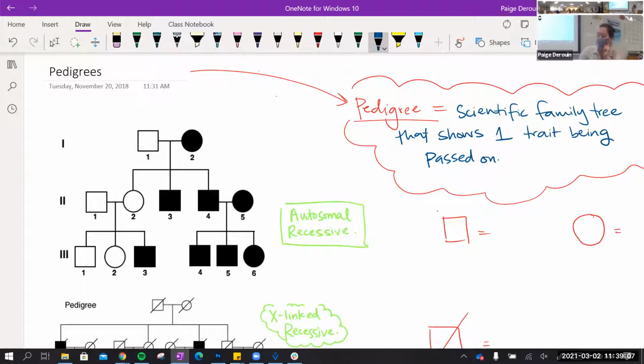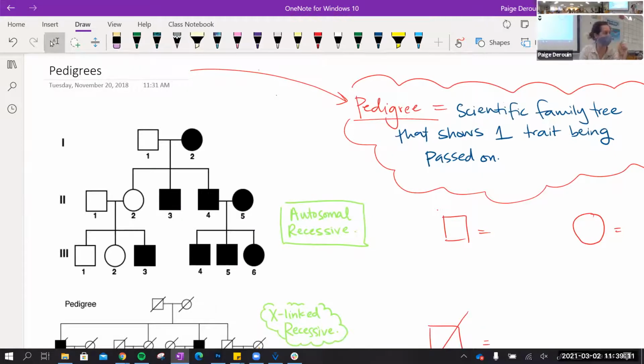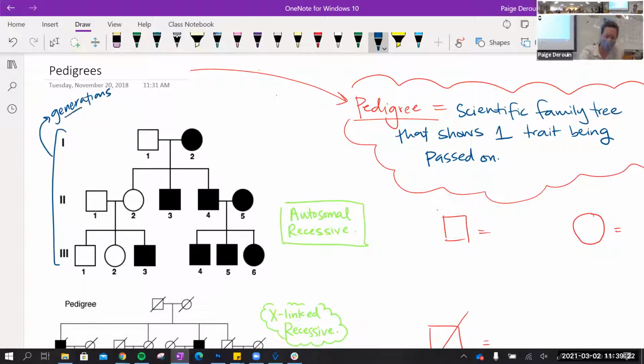So if we look at this image, what's happening here is down the side, there's Roman numerals. It will always be Roman numerals. These show the generations. Okay, so basically this top row here, these are the grandparents. These are the parents, the aunts and the uncles. This is siblings and cousins.